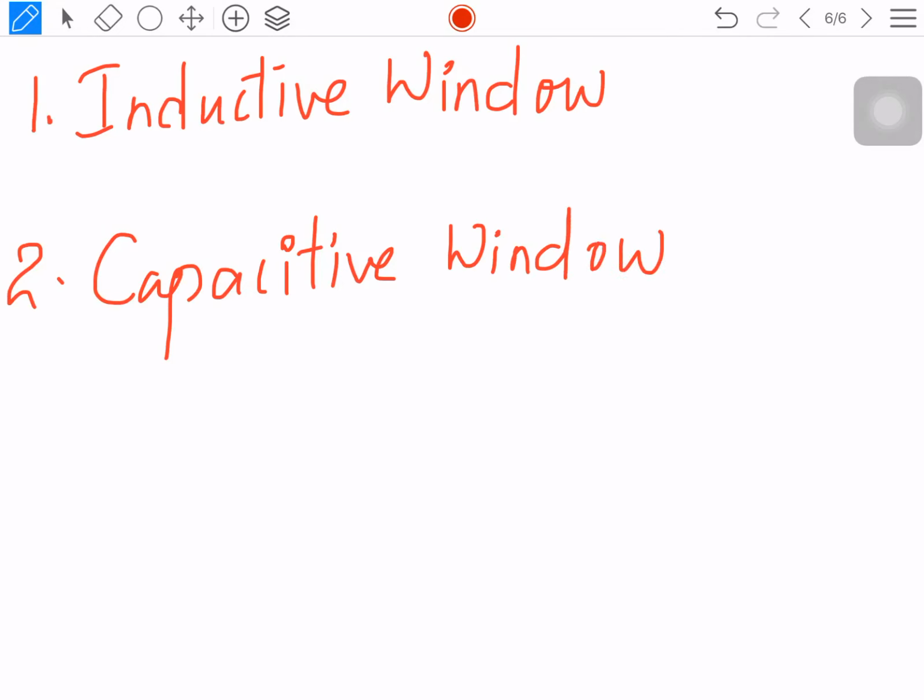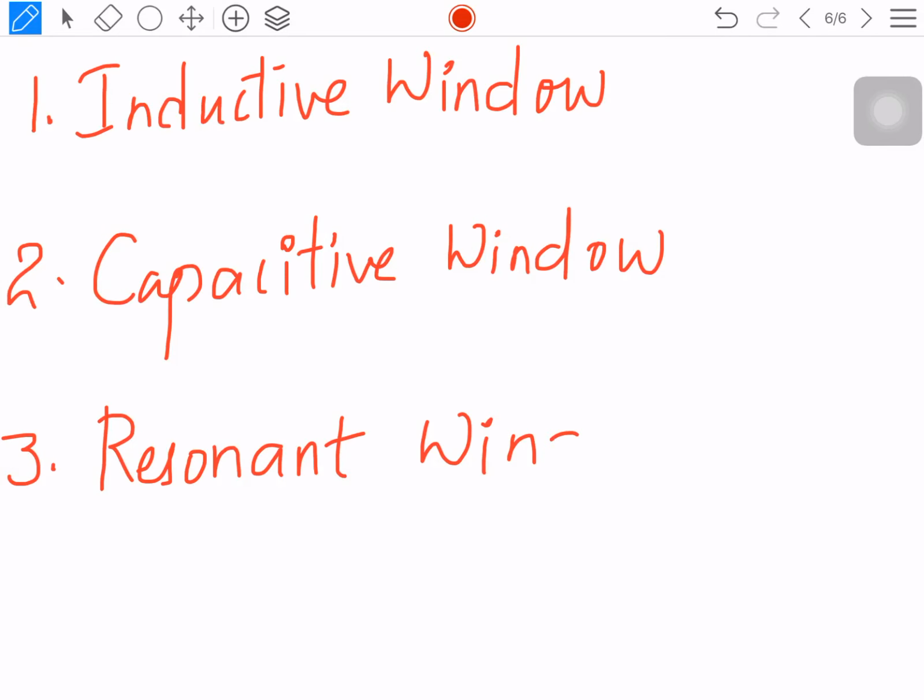The next one is the capacitive window here. In this case, the diaphragms are added from the top and the bottom plane. And the last one is the resonant window. In this case, the diaphragms are added from all four walls.